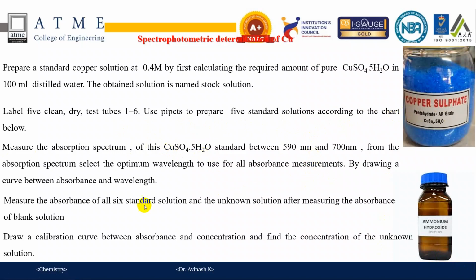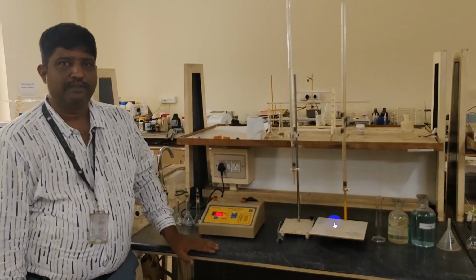So once you have measured all the absorbance, draw a calibration graph between absorbance and concentration and find the concentration of the unknown solution by repeating it in the same way. Let us see the experiment, how we have performed it.